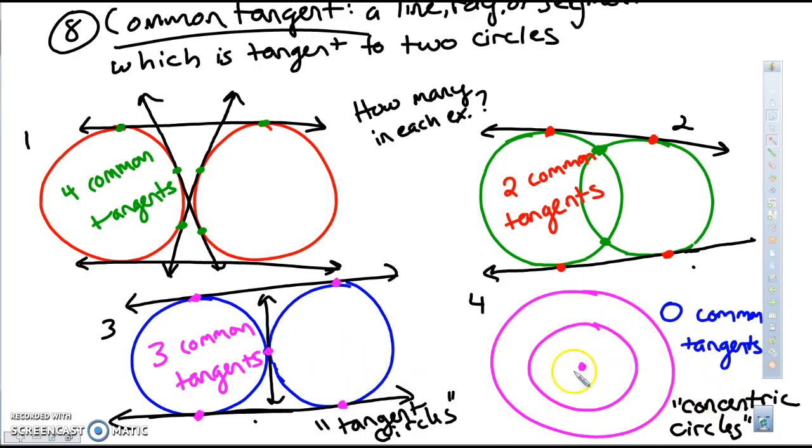But if the 2 circles are lying within each other, maybe they're different sizes, and they don't touch each other at all, then it's impossible for them to have any tangents. And in this case, if 2 circles have the same center but different sizes, we call those concentric circles. We're going to see that term in the next video, though, so don't worry about it too much.